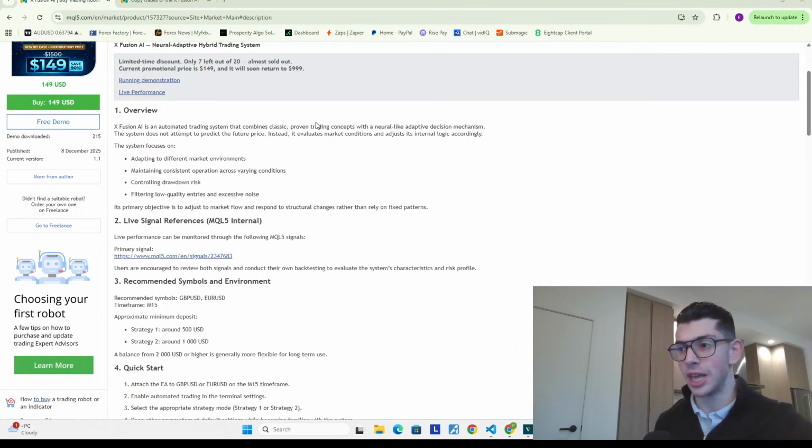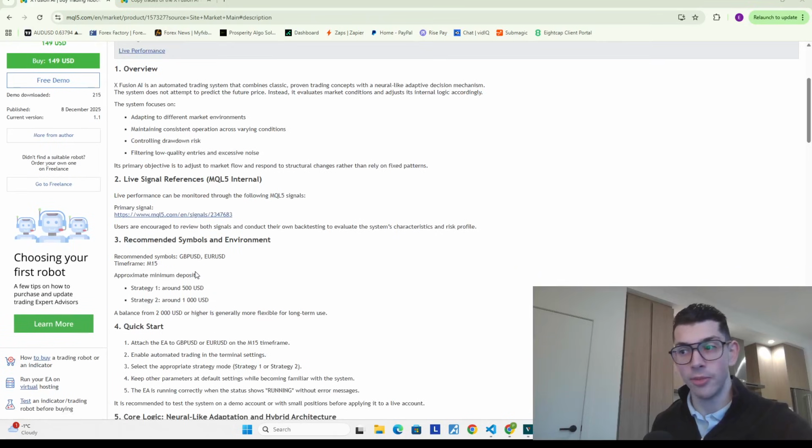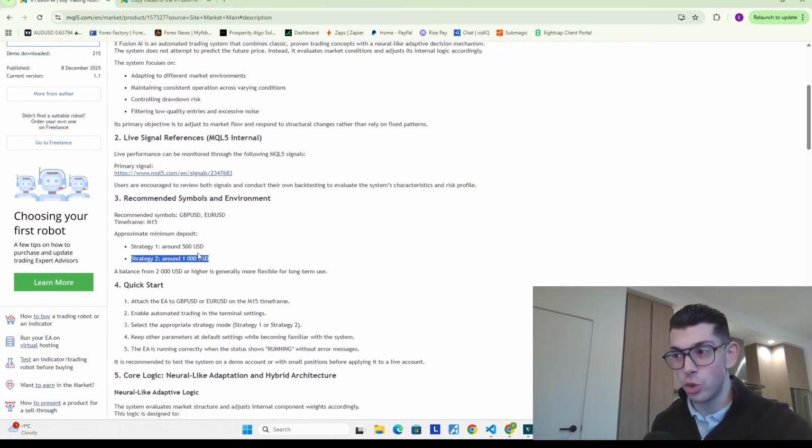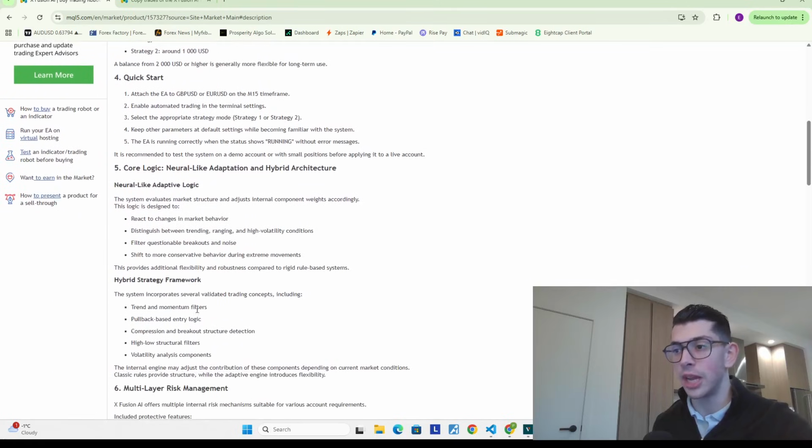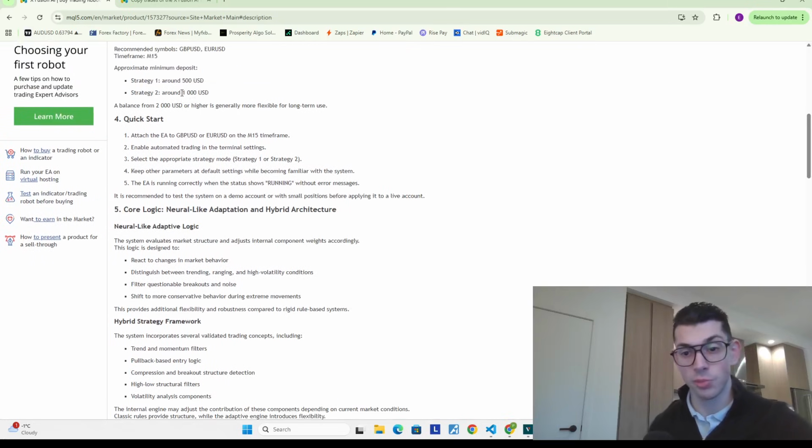So here we can see that it's running on GBP USD and Euro USD on the M15 time frame, and there's actually two different strategies behind it. And just by some of the language here, it looks like he understands that there is both trend following and momentum style strategies, some which are also based on more pullbacks. So I would venture that one of these strategies is probably more breakout based, while the other one might be more like a mean reversion style system.